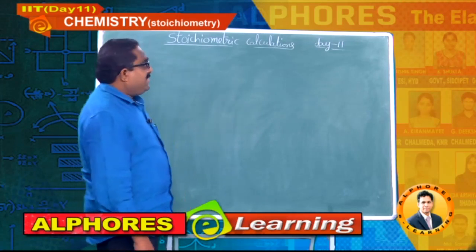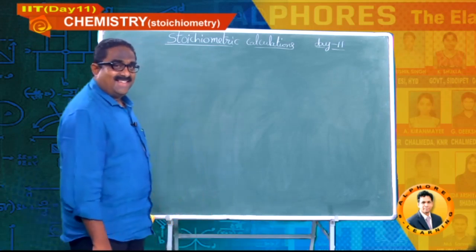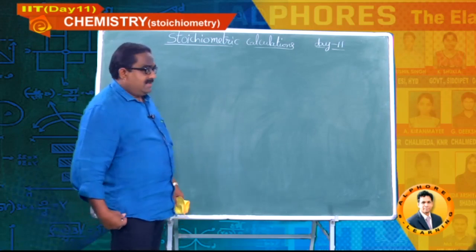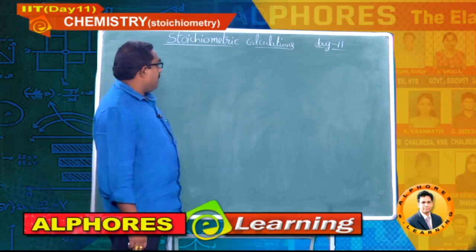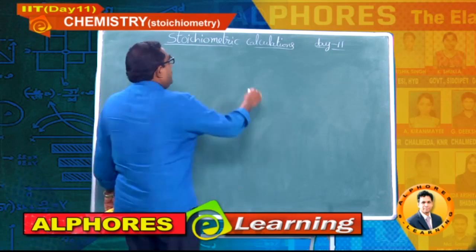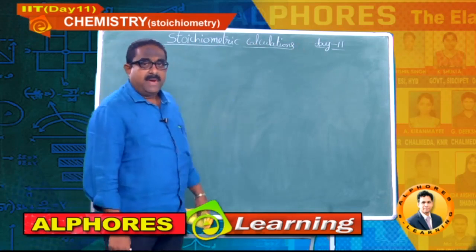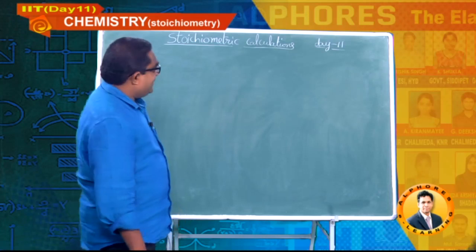Up to now we have completed 10 sessions for the chapter stoichiometry. Today we are going to the next step in the stoichiometry chapter, and that is the stoichiometric calculations based completely on balanced chemical reactions.